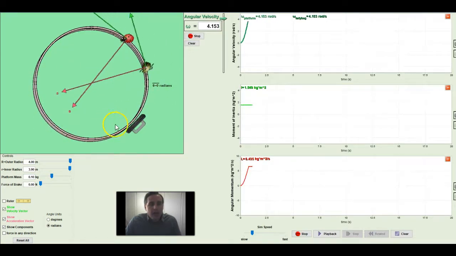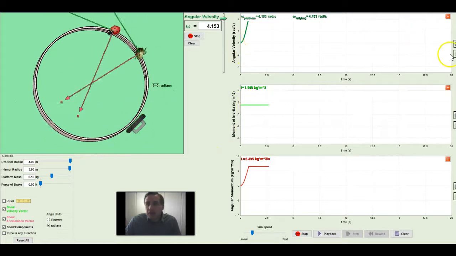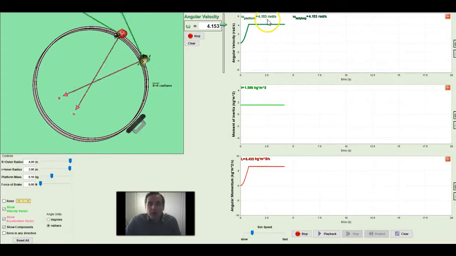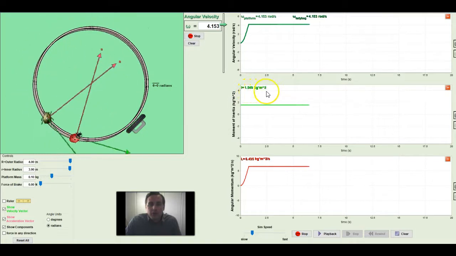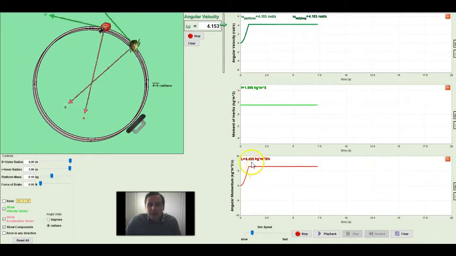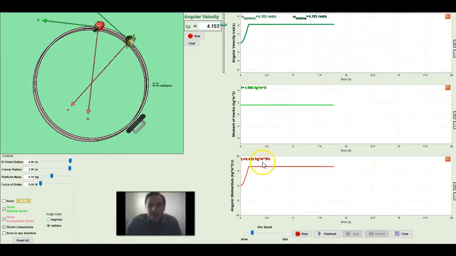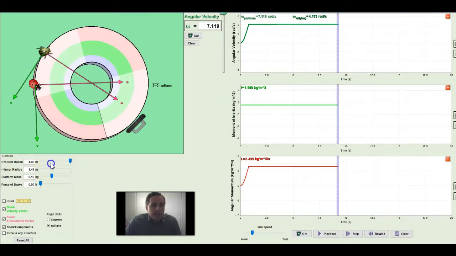So we should have a certain angular velocity. Okay, so the angular velocity to me looks like it's about 4.153 radians per second. The moment of inertia is 1.549 kilogram meter squared, and the angular momentum is about the multiplication of those, about 6.435 kilogram meter squared per second. Let's stop. Let's decrease that inner radius.